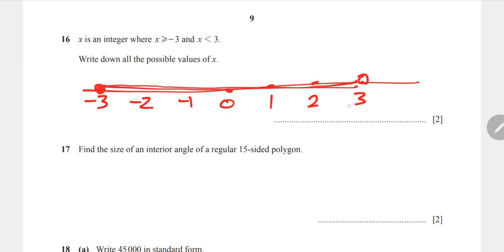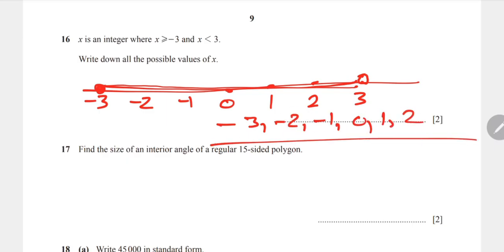So you can write down, except for 3, all the values -3, -2, -1, 0, 1, 2. These are all the possible values for x given the condition.